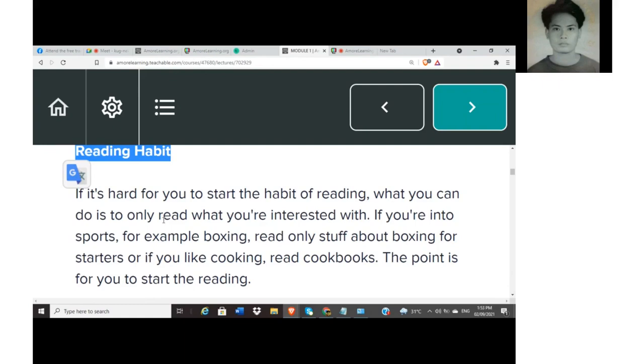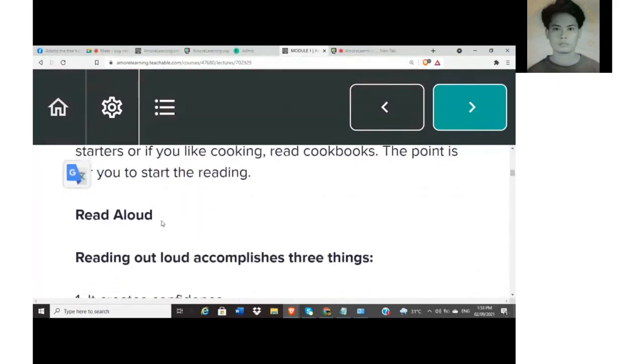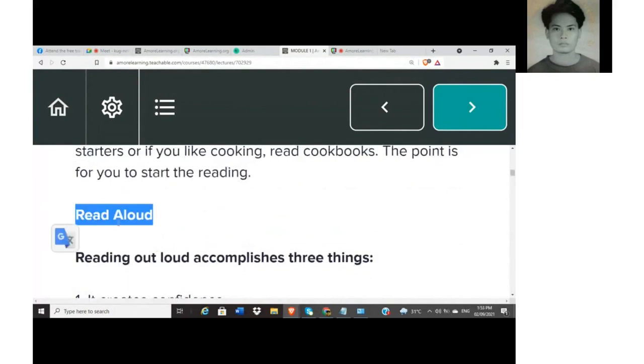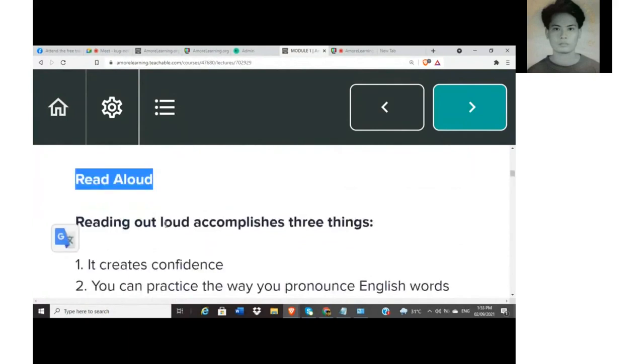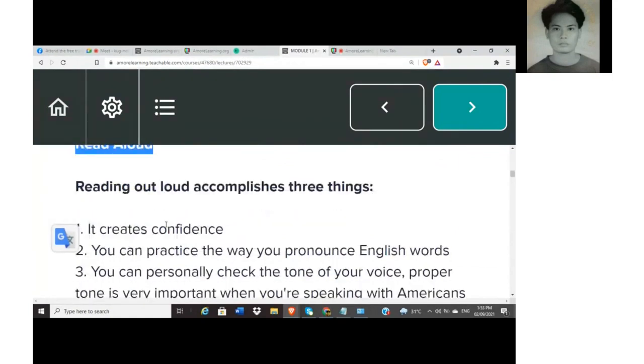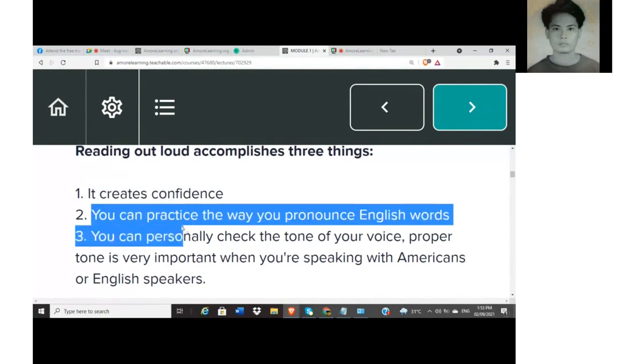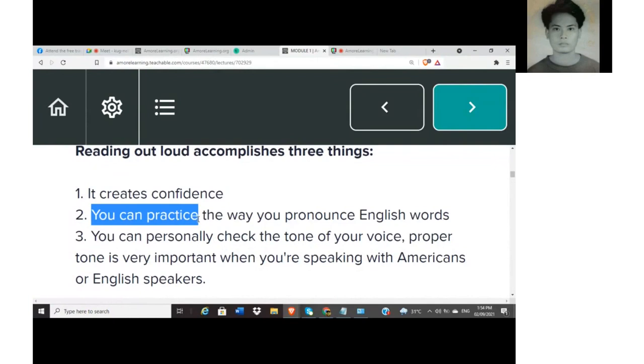Okay, so let's move on. Read aloud. Already mentioned that earlier. Read aloud. Just like what I'm doing right now, I'm reading aloud to you. Reading aloud accomplishes three things. What? First one, it creates confidence. Okay? Number two, you can practice the way you pronounce English words.